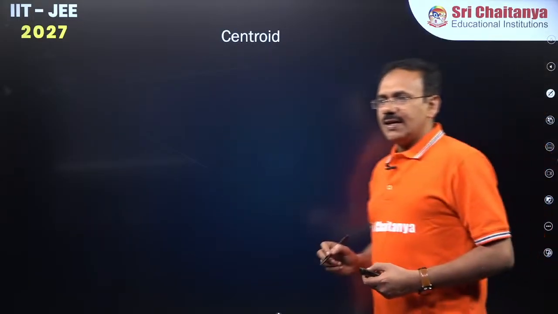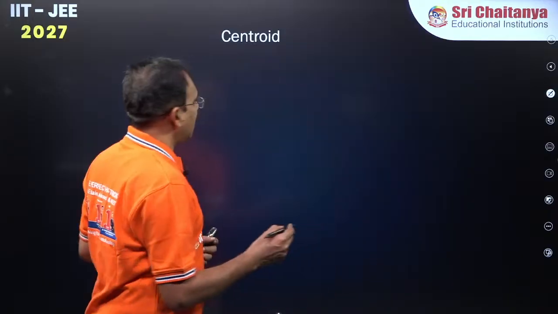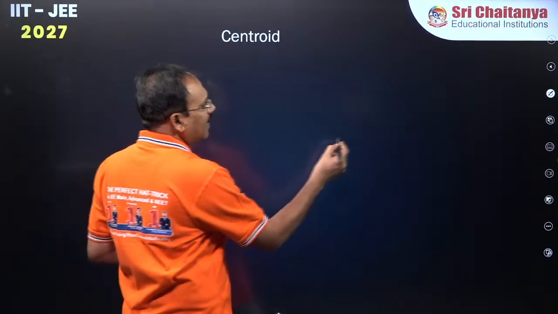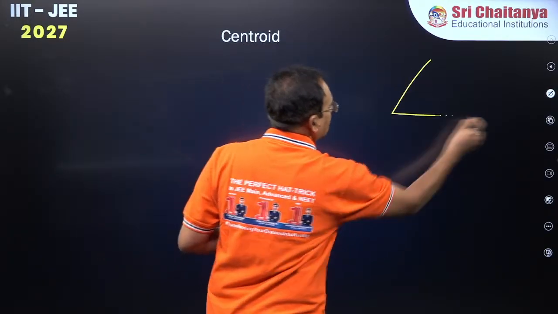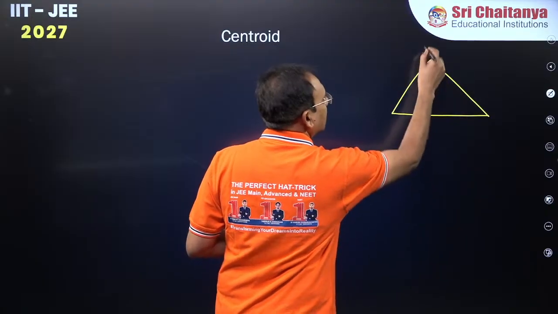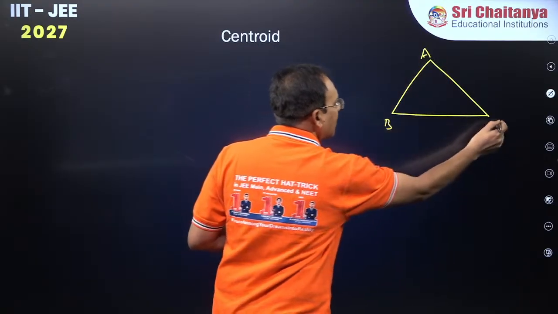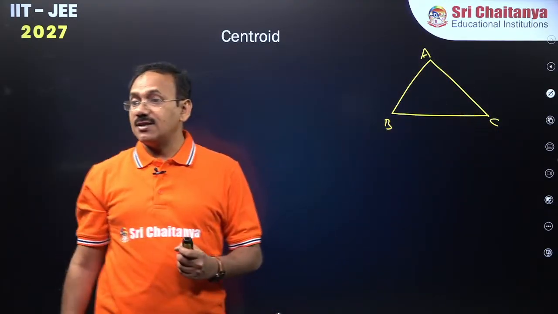Shall we start? Here I'd like to say many students will have confusion over the terms median, altitude, angular bisector, perpendicular bisector. First, shall we do this? So first point, guys, median. In the sense, let me take a triangle ABC. Please try to understand the term median.